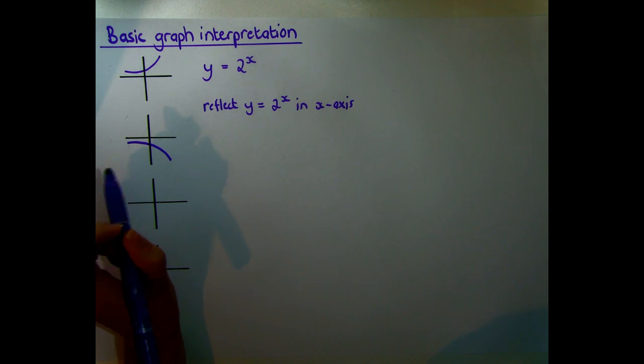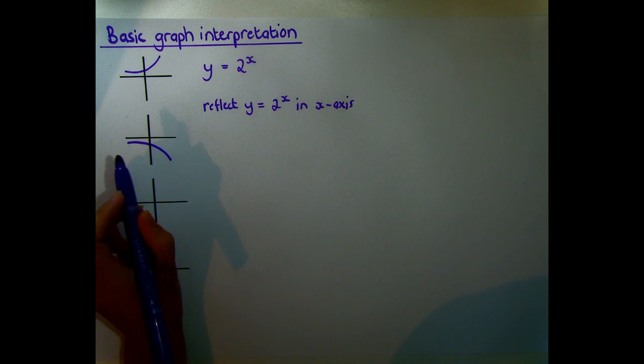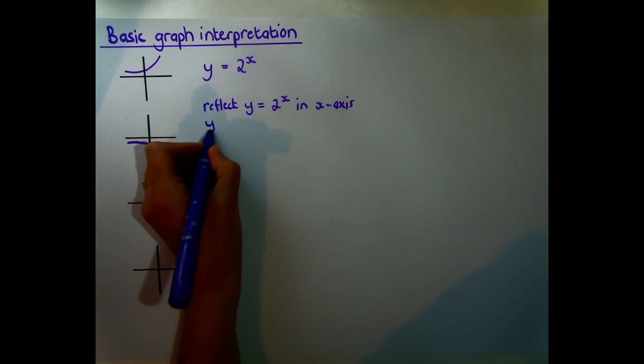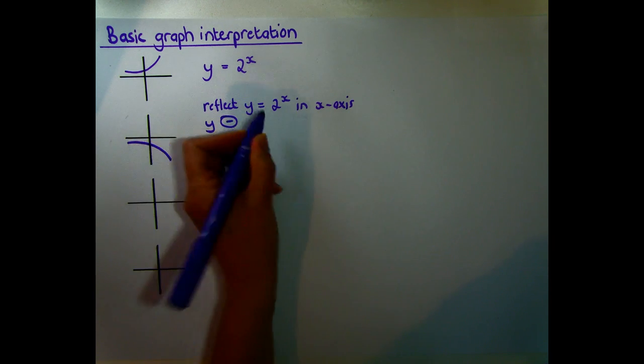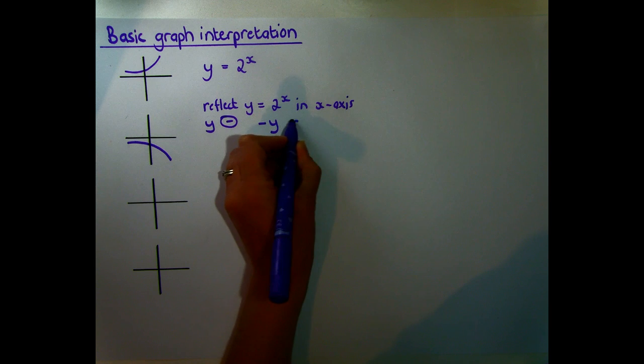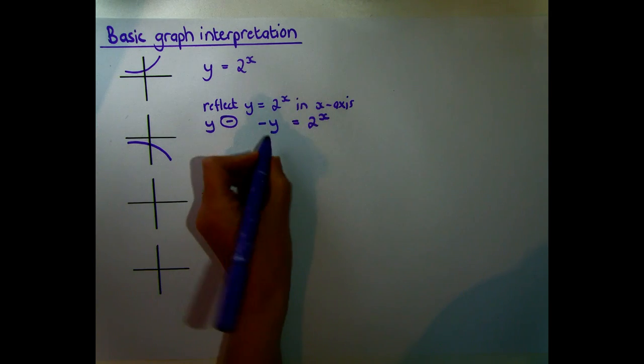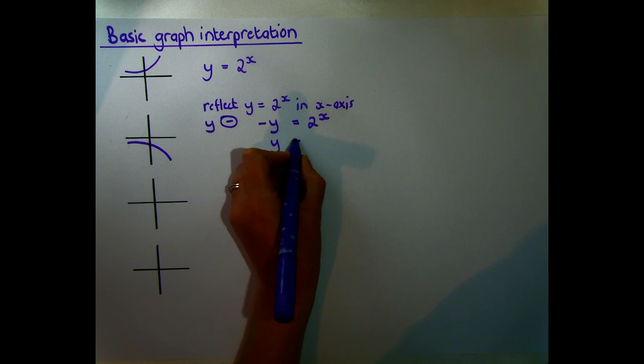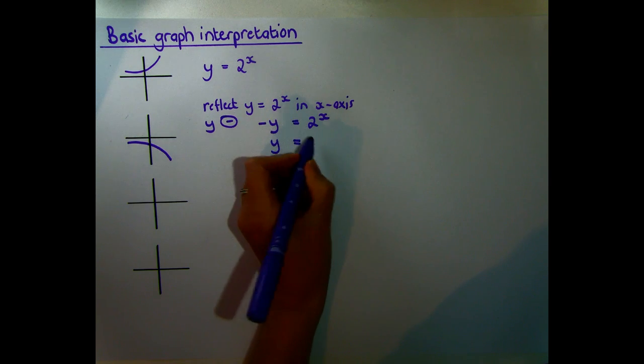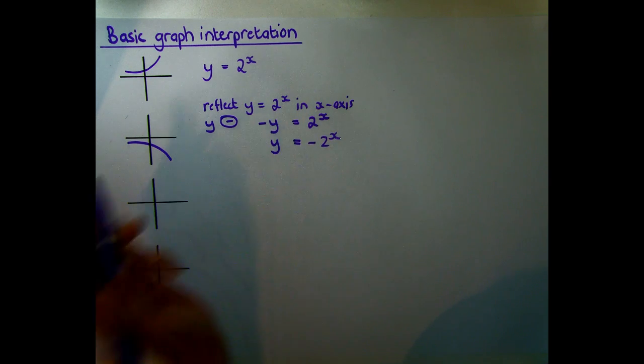If you reflect in the y-axis, x becomes negative. Okay, so here your y becomes negative. So that means you've got negative y equals 2 to the x. You obviously still have to solve for y, so that negative is going to move across, and you've got y equals negative 2 to the x.